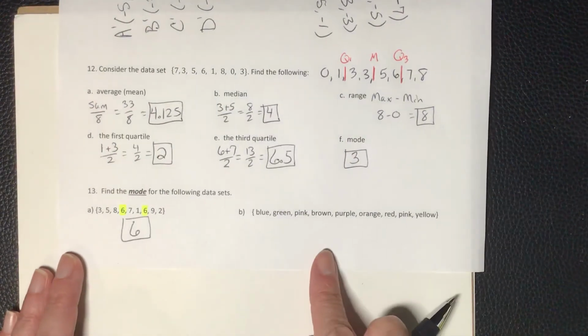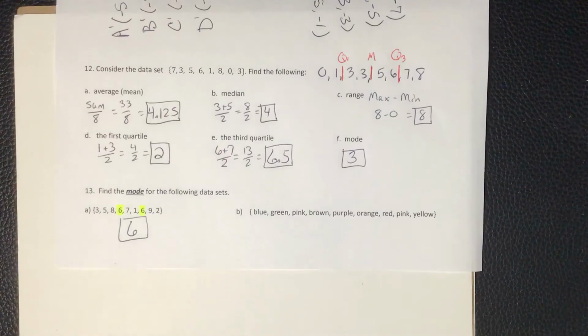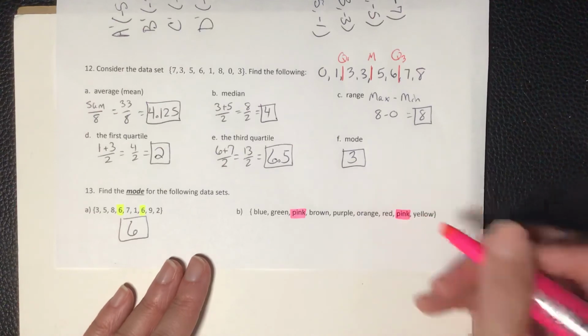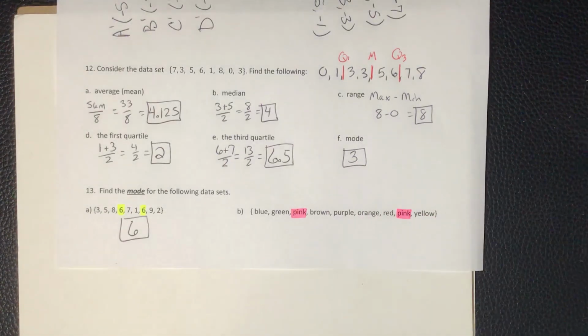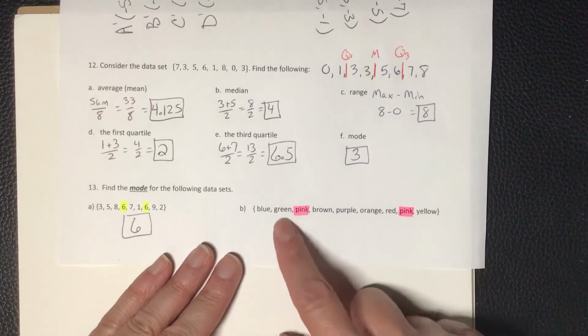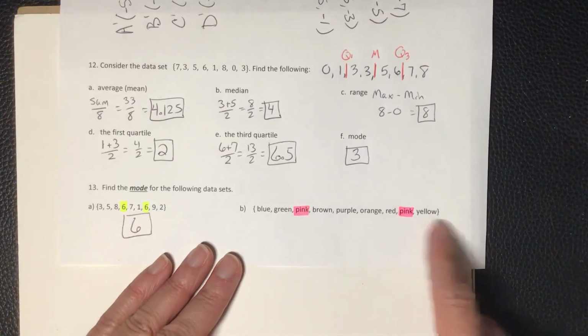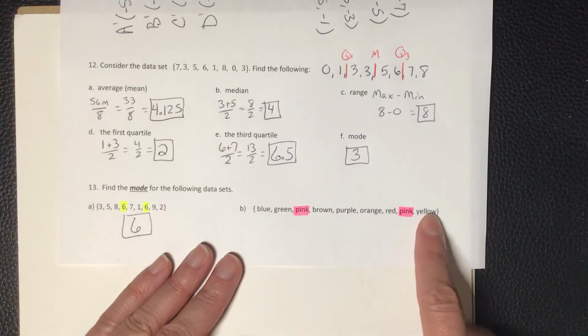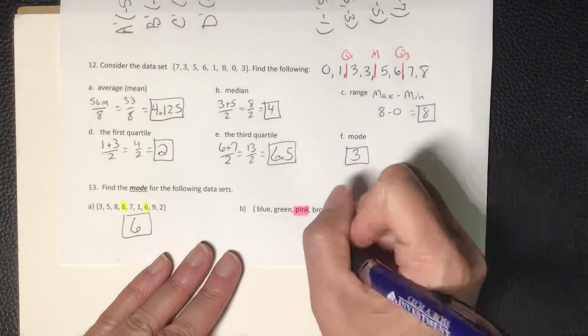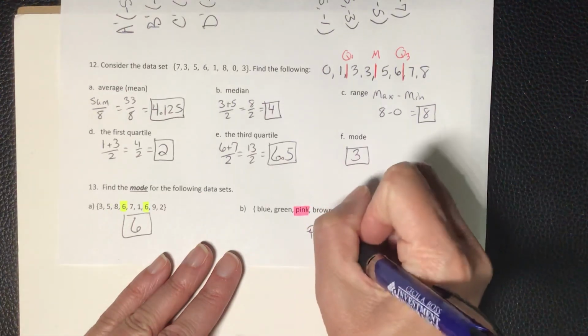And then here we have colors. So let's see if I see anything that shows up more than once. I do see a pink. I feel obligated to use a pink highlighter for this. All right, so I'm going to see if anything else occurs twice. There's blue. If I look across, I don't see that again. There's green. I don't see that again. There's brown. I don't see that again. It looks like the only one that repeats is pink, so it is the most common. So pink would be our mode.